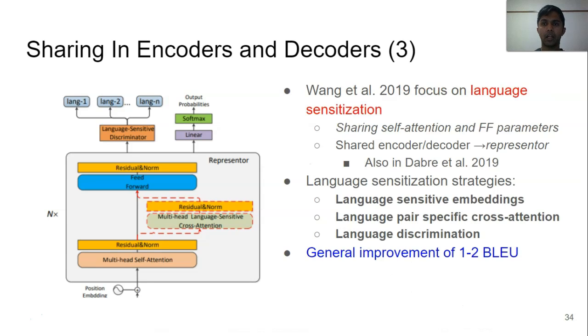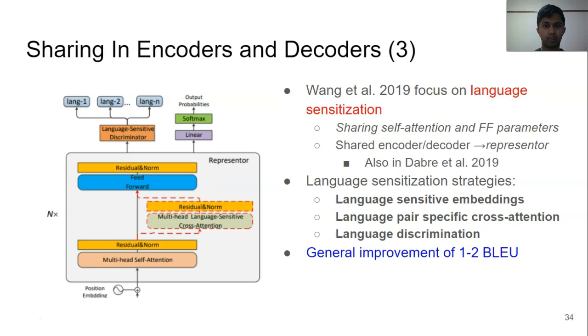On the other hand, Wang et al. focus on language sensitization. Before talking about language sensitization, they simplified the architecture by encouraging strong sharing between the encoder and the decoder. So between the encoder and the decoder, the self-attention and the feed-forward layers are common. So they use the same components in the encoder and the decoder. The only non-shareable component is the cross-attention mechanism. So this particular combination of the encoder and decoder results in a module known as the representer.